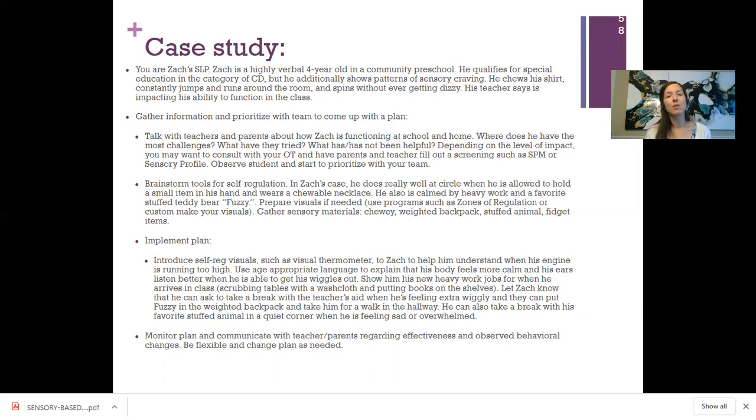So introducing the visuals, such as the visual thermometer, so that he can understand his level of regulation, and use age-appropriate language to explain that his body feels more calm and his ears listen better when he's able to get his wiggles out. It's really important for kids to understand the way their body is working, and the way that they have the power to regulate themselves and make themselves feel better by using tools.